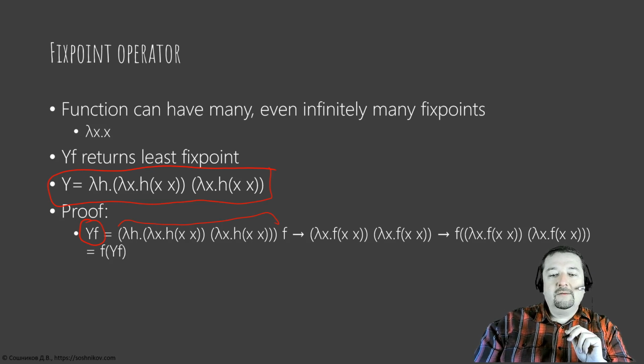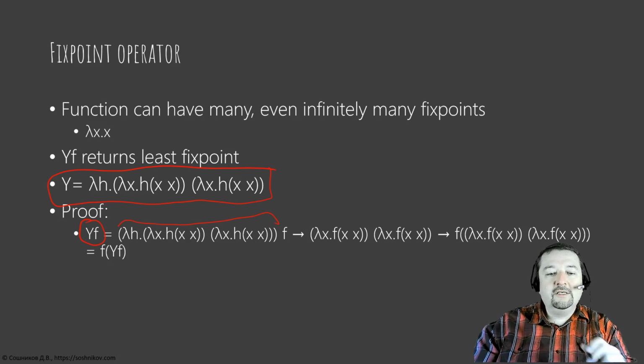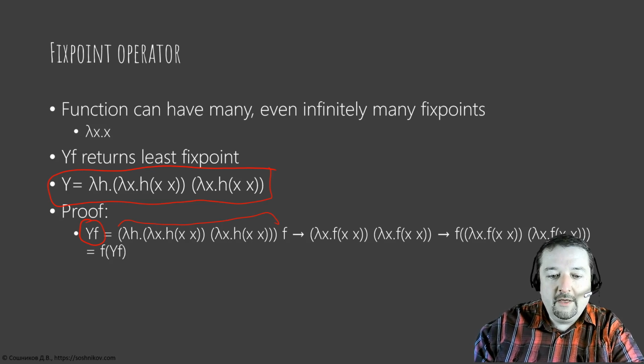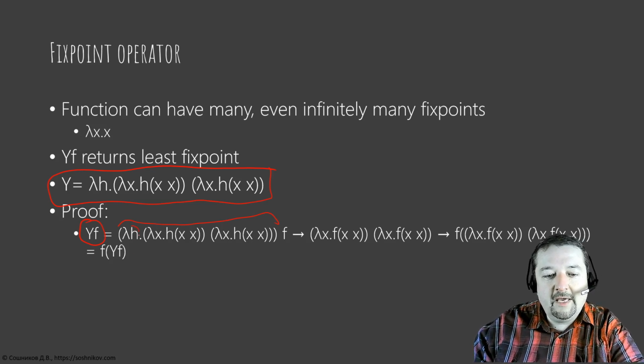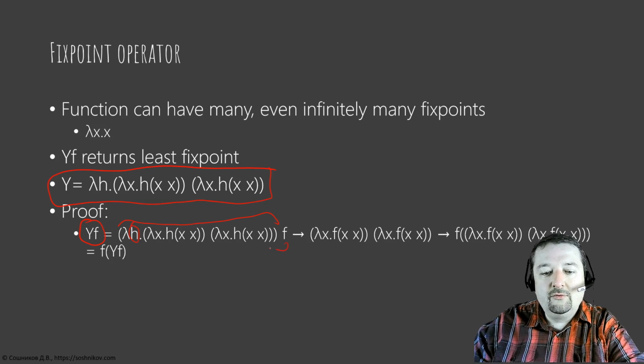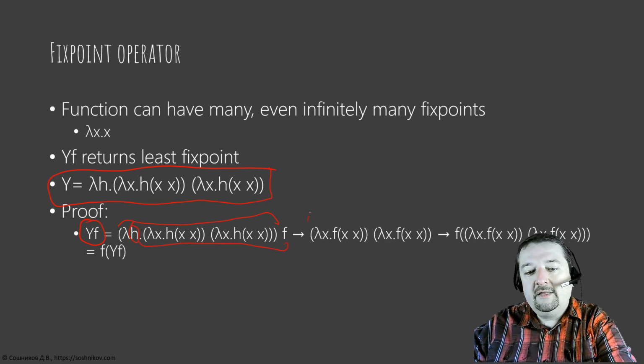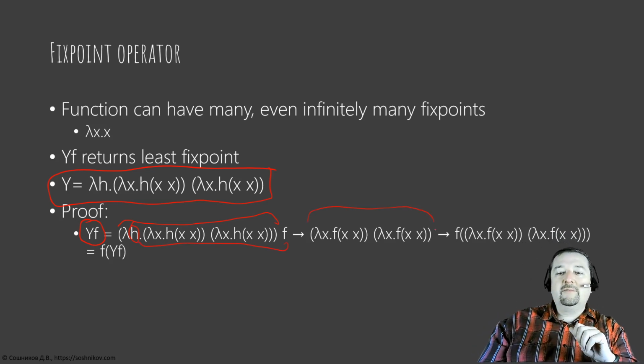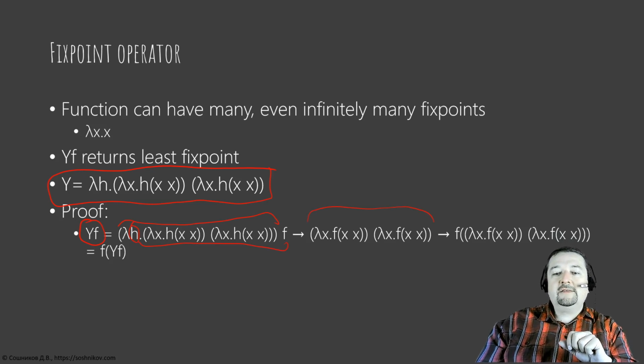It is the lambda expression which has h as the parameter. We put f instead of h, and we end up with an expression like this: lambda x. f of (x x), lambda x. f of (x x).